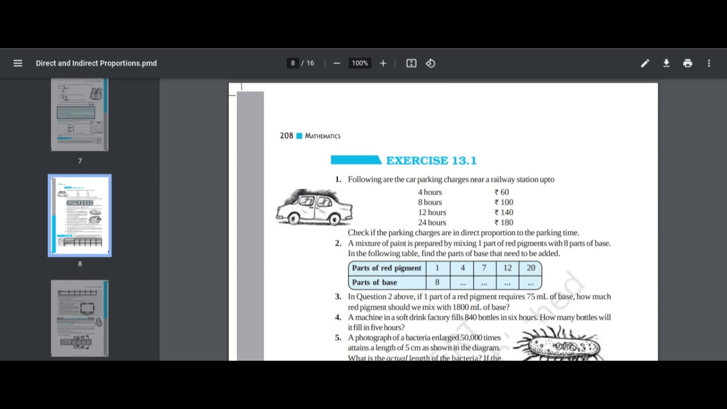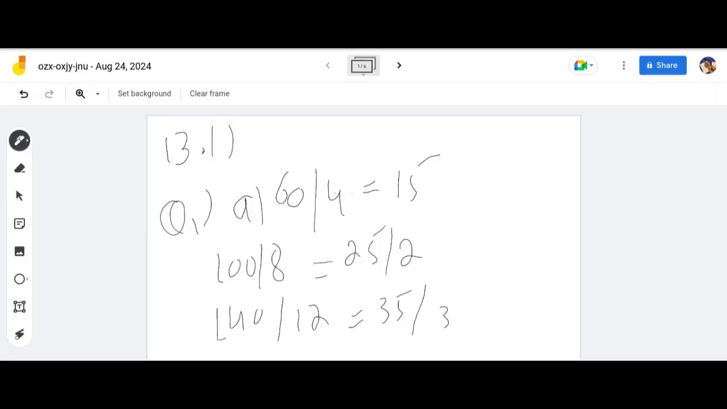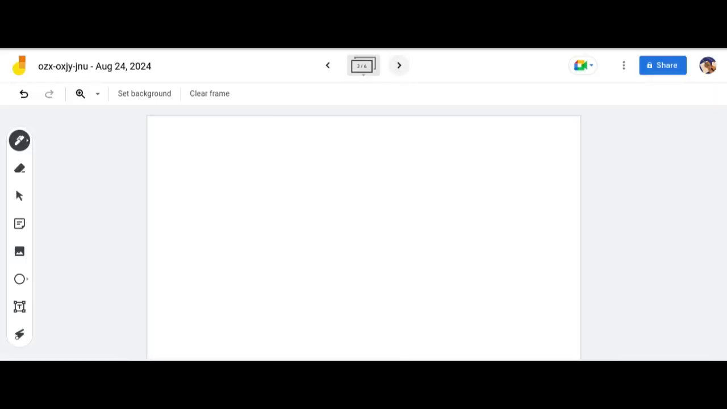To check if they are direct proportions. Yes, according to the ratio, because this is according to the proportionality ratio. So for the 100, 140, after 140 I have 180. 180 by 24 is not exactly divisible, then the answer is 15 by 2. So first question is solved.